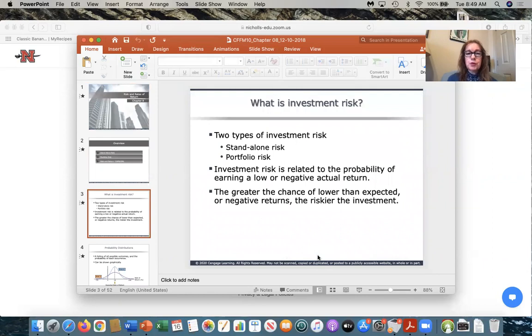So first of all, there's two types of investment risk. There's standalone risk and there's portfolio risk. Standalone risk is the risk of investing in just one investment. So if you bought one stock, that's the standalone risk, the risk of that individual stock. Portfolio risk is the risk that you have in a whole basket of stocks in a portfolio.